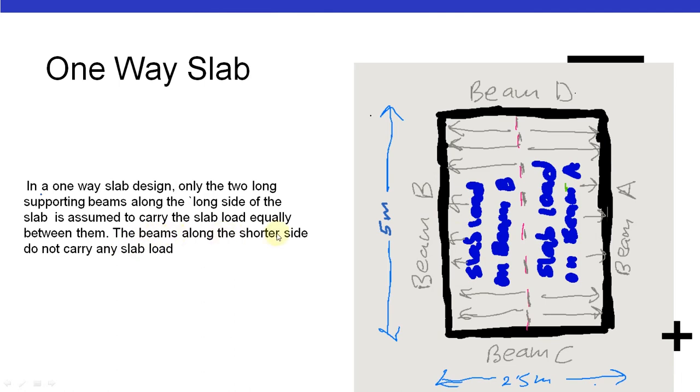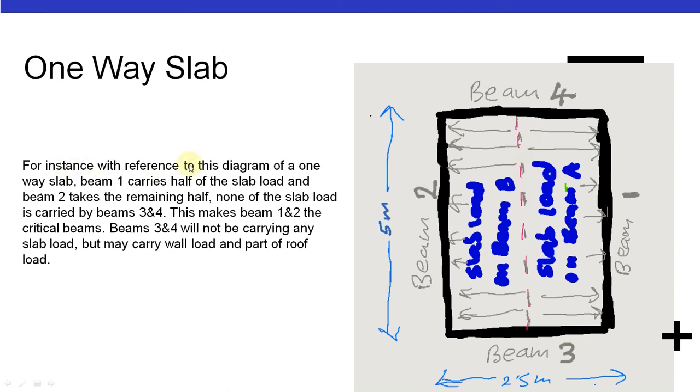The beams along the shorter side do not carry any slab load. That is in a one-way slab design. Beam C and beam D are not carrying any load from the slab panel. For instance, with reference to this diagram of a one-way slab, beam 1 carries half of the slab load and beam 2 takes the remaining half. None of the slab load is carried by beams 3 and beams 4.